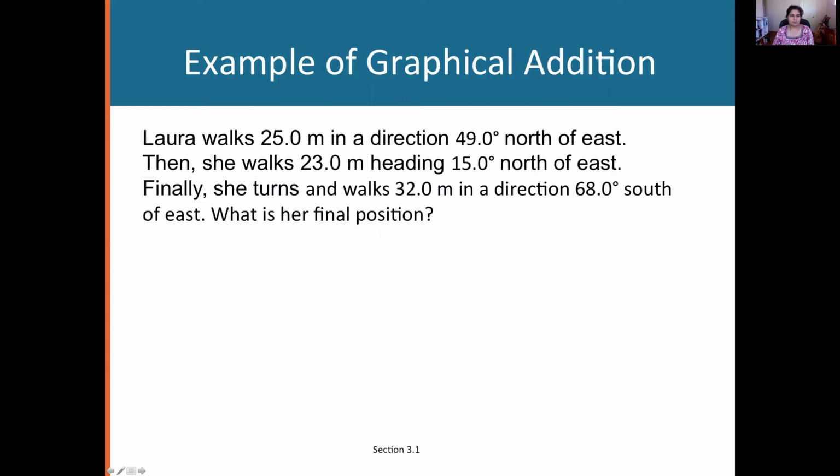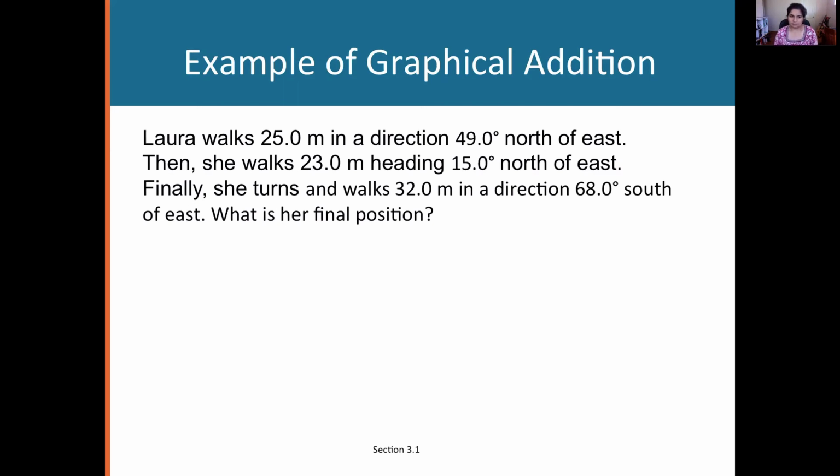So let's look at a problem. Laura walks 25 meters in a direction 49 degrees north of east. Then she walks 23 meters heading 15 degrees north of east. Finally, she turns and walks 32 meters in a direction 68 degrees south of east. What is her final position?